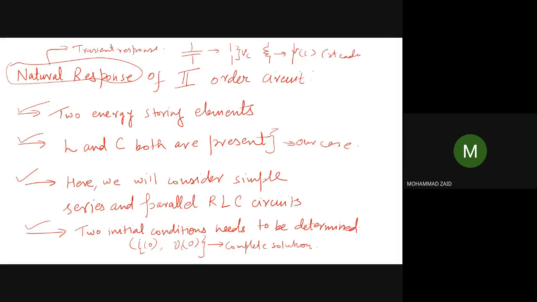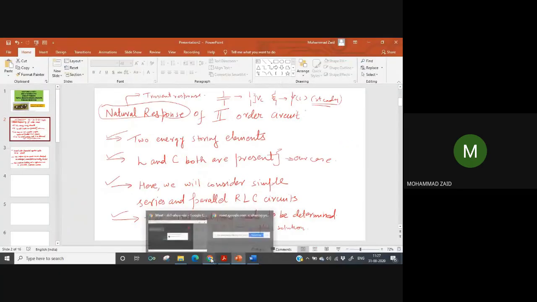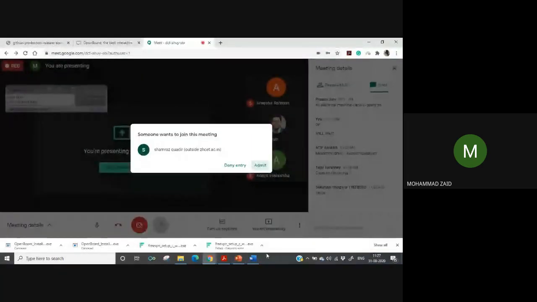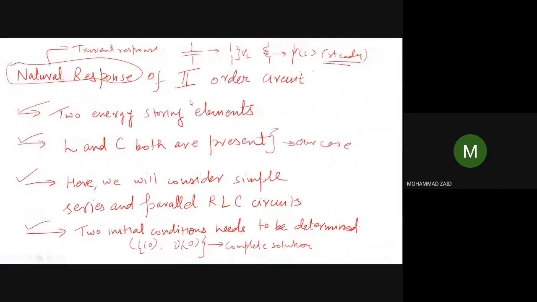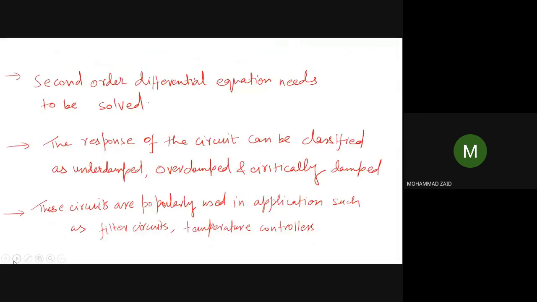What is changing from the first order circuit is that we are getting a bit different type of natural response. So the natural response of the circuit will be different, but the force response will remain the same. That means the capacitor will be charged to some value of voltage depending upon the circuit conditions, and then we will have an inductor which will be shorted in the steady state. Okay, so second order differential equation we need to solve.